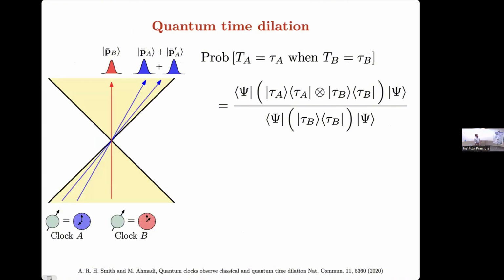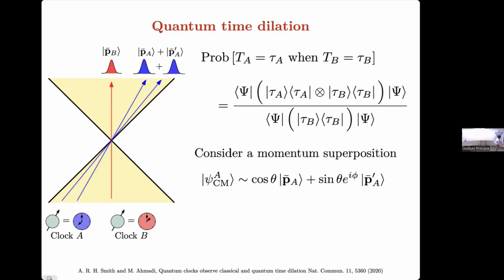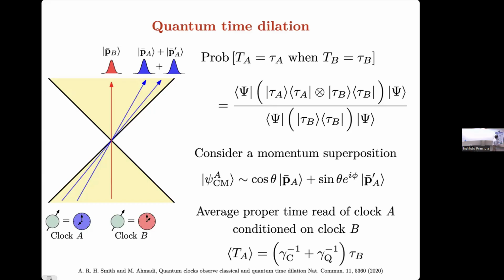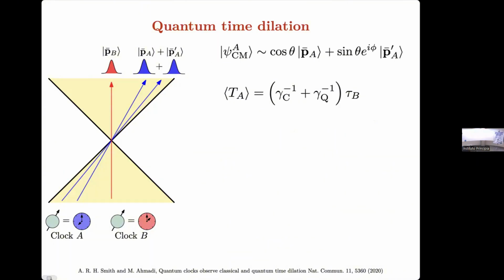Okay, so all right, this is the punchline. You can compute the probability that I started with clock A reading a particular time tau A, when clock B reads a particular time tau B. And you can suppose that this clock A is moving in a superposition of two different momentum wave packets, weighted by cos theta and sine theta and having a relative phase. And then you can compute the expectation value, the average time that clock A reads. These are internal clocks measuring proper time. And then you get something that looks like this expression here. So I have it up here again.